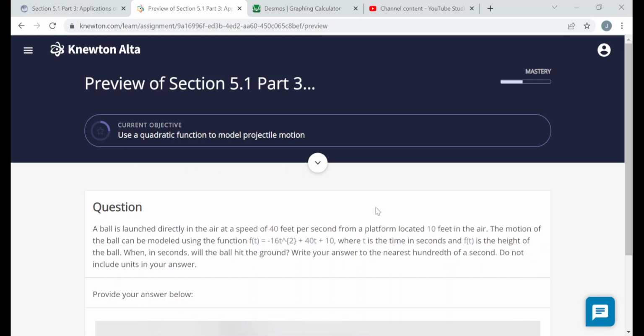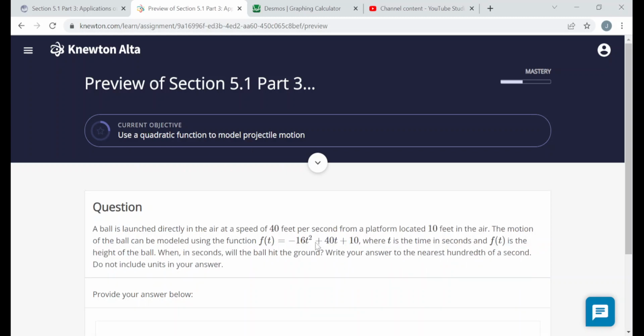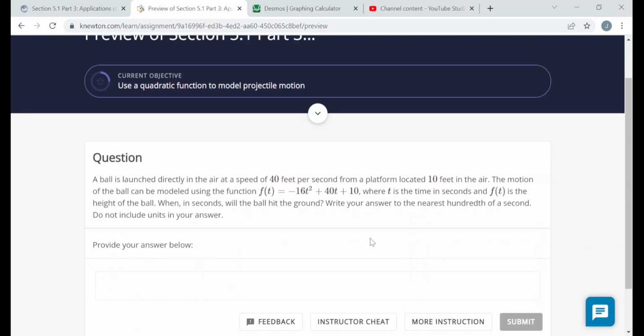Alright. We're back to projectile motion. Again, they're just giving us our equation, our quadratic function. So here a ball is launched directly into the air at a speed of 40 feet per second from a platform located 10 feet in the air. The motion of the ball can be modeled using this function, where again f of t is the height of the ball off the ground in feet this time, and t is time in seconds.